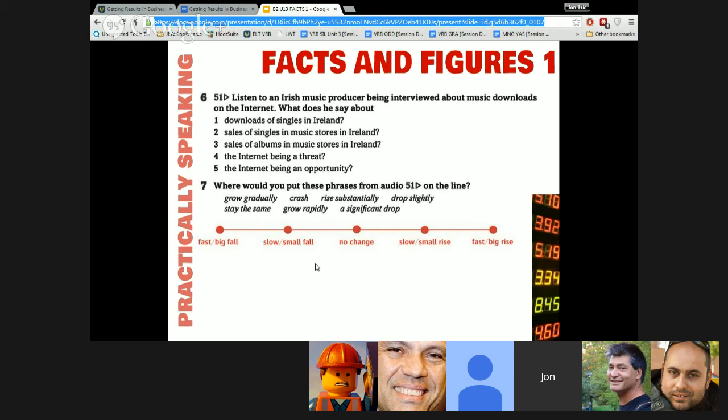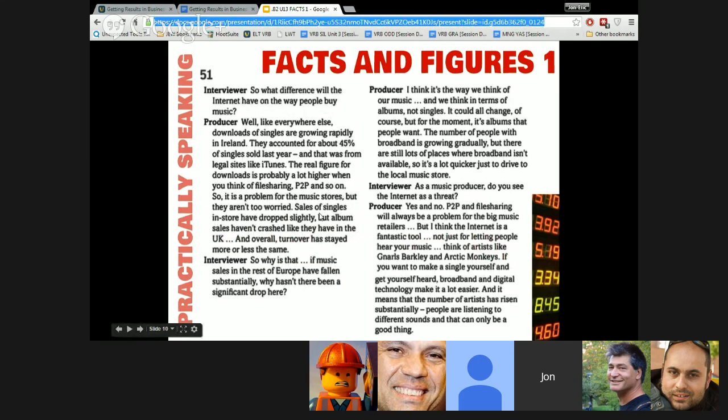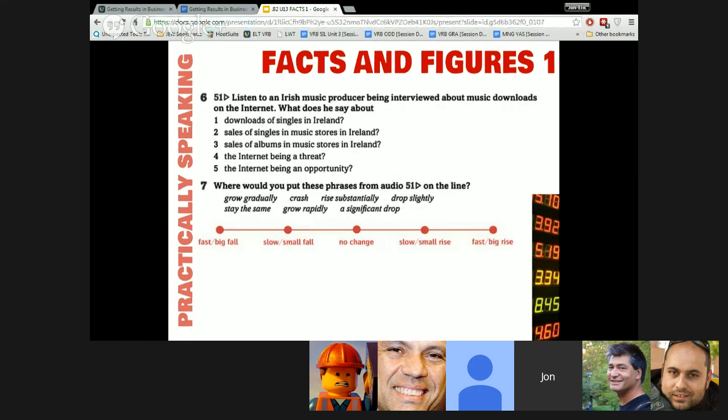According to what we just read a second ago. Drop slightly. Big fall. I don't agree. Class, what do you think? A small fall. It's small because compared to albums, albums crashed. That's a big fall. And so slightly must mean the opposite. The opposite of crash. Drop slightly. All right? So always consult the text because the text is where you're going to get the information from.